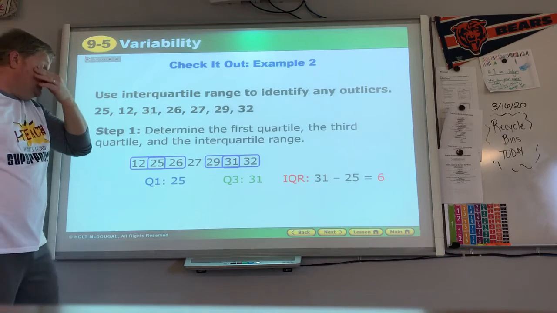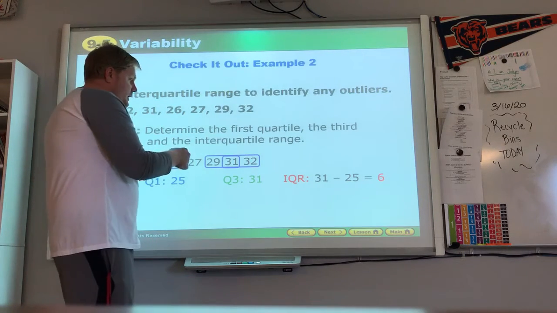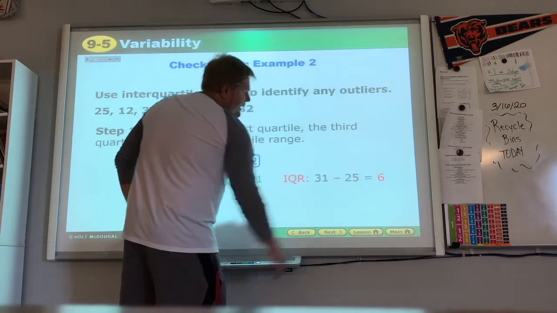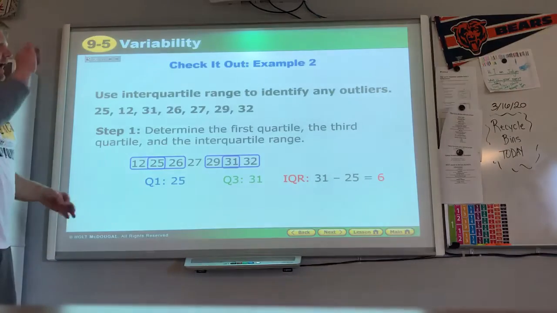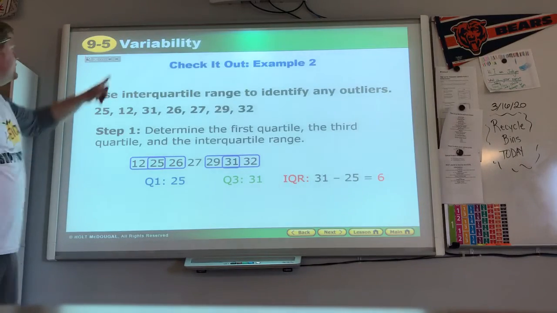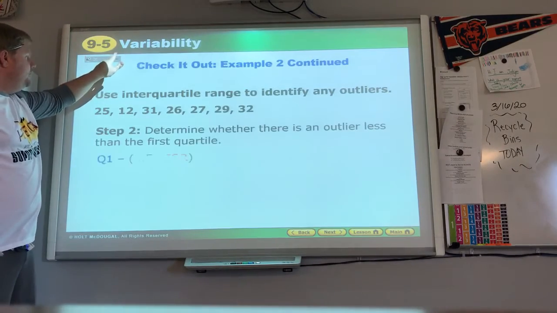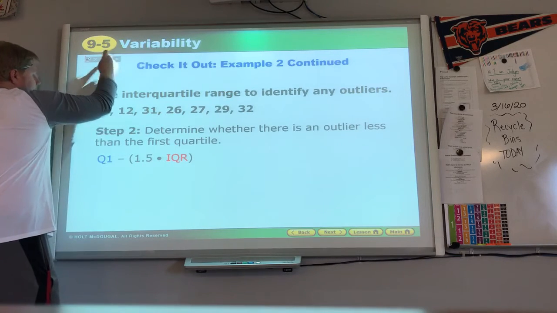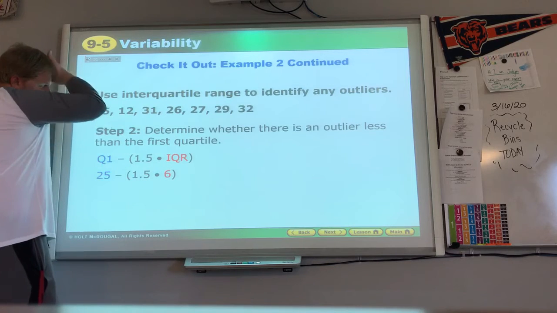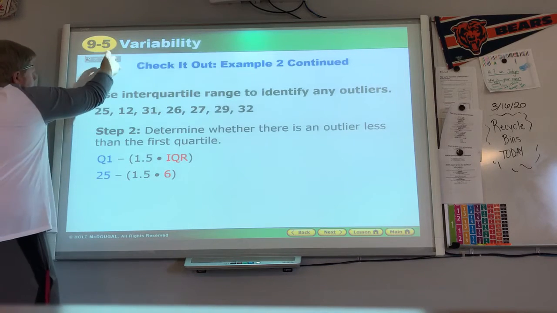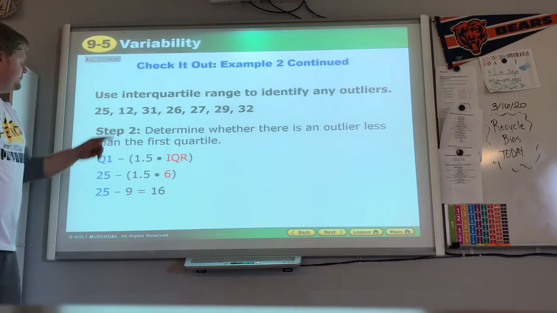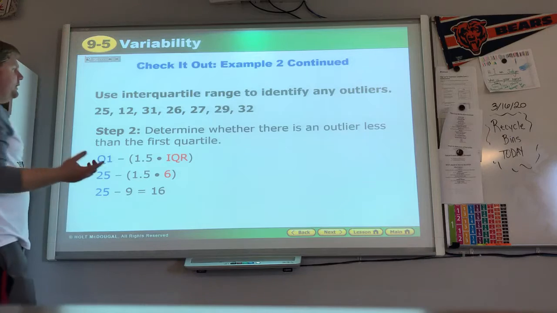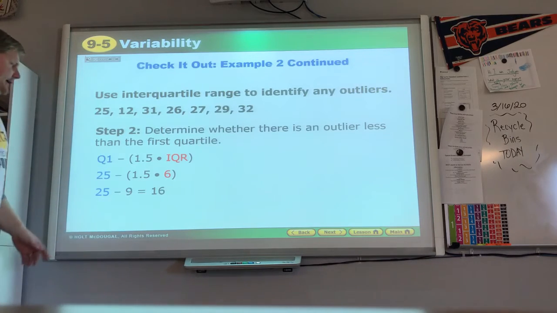All right. So the interquartile range, the distance between the first quartile and the third quartile, that's 6. That's the number we're going to put in for the IQR, interquartile range. All right. Let's see if there's one on this side. So we put 1.5 times 6. 1.5 times 6 is 9. So we subtract 9 from 25, we get 16. If there's anything lower than 16, it's an outlier. Mr. 12, you're an outlier.